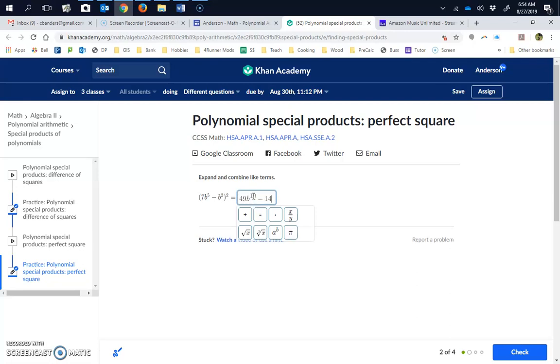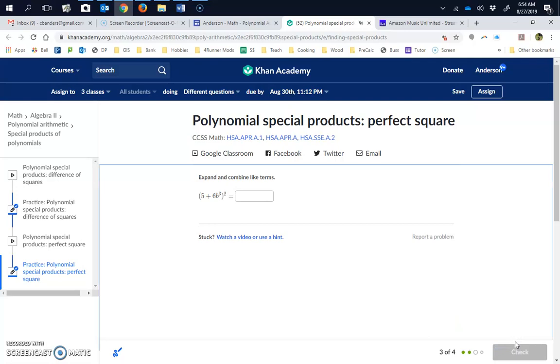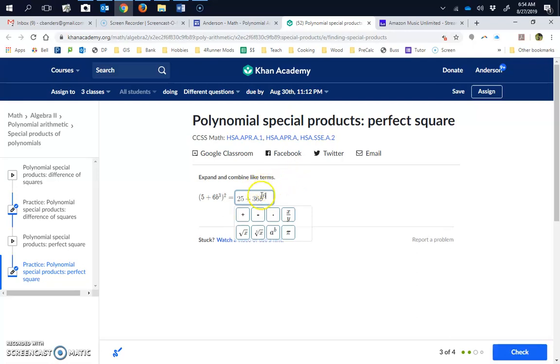Minus 14b^7 plus b to the 4. All right, next question. So I'm probably going to do these ones in my head now. I want to show you. Okay, yeah. So the first term is going to be 25. All right, I'm going to do the last term right now. I'll come back to the middle term. So plus 36b to the 6 is the last term.